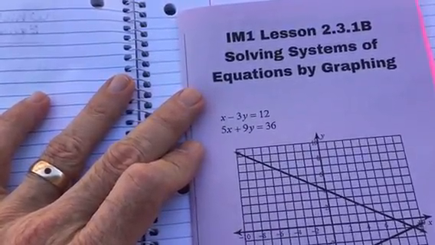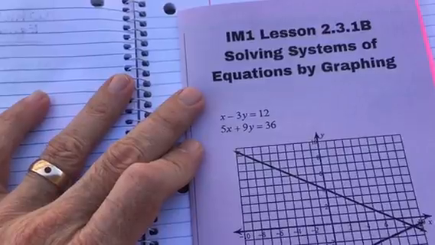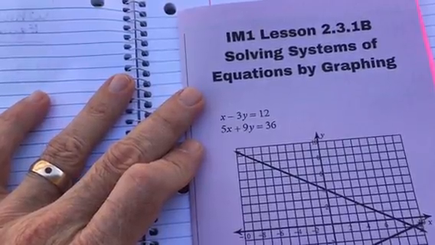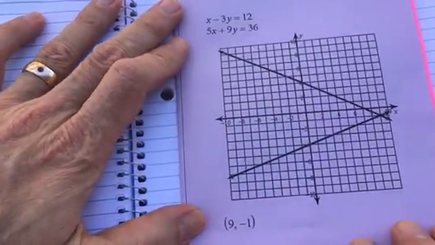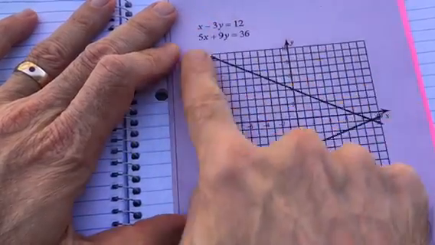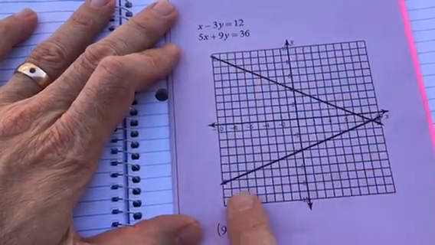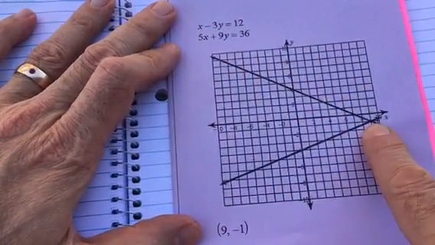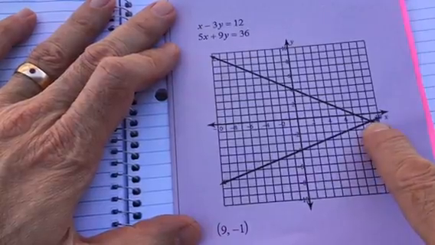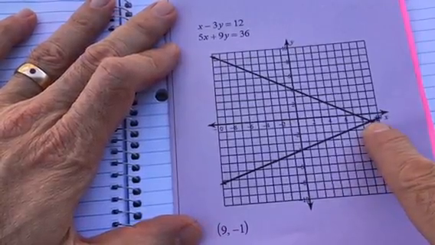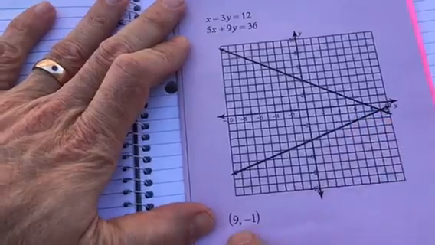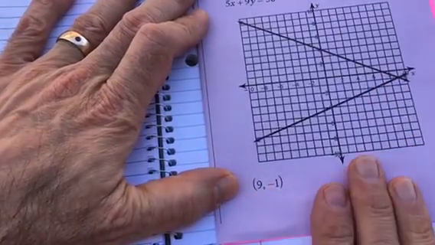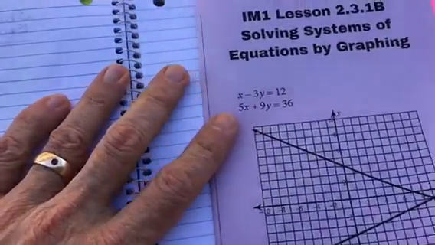This is an IM1 lesson, Integrated Math 1, on solving systems of equations by graphing. The notes we're going to use are right here. This is a representation of what's happening. The solution to a system of equations is the point where the two lines cross. So this right there is my solution, (9, -1). This is our goal today.